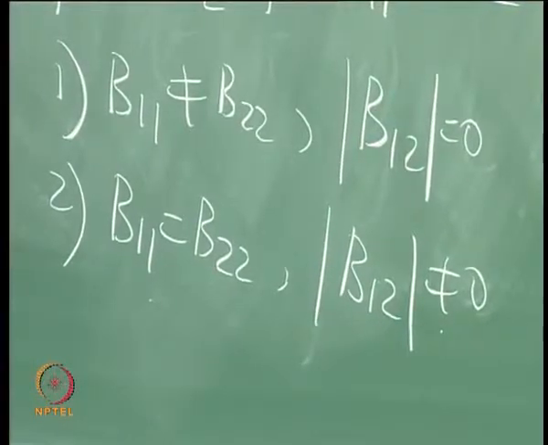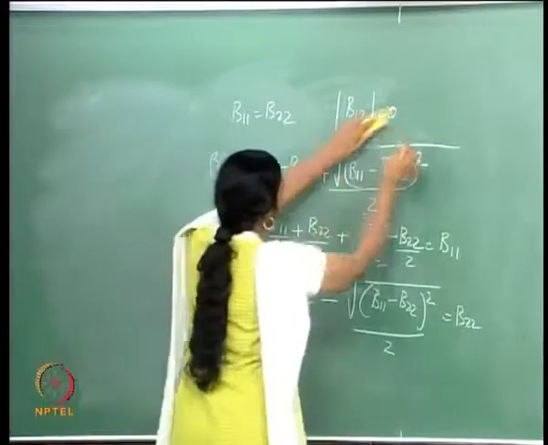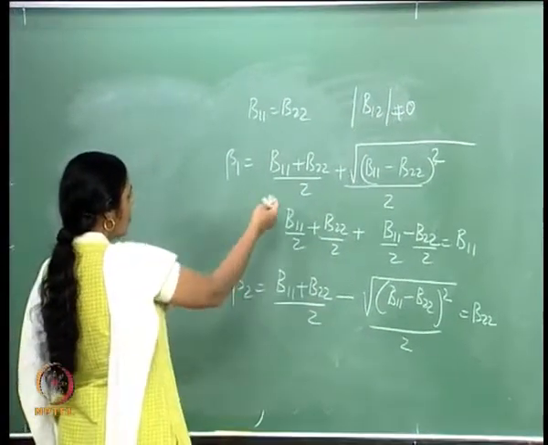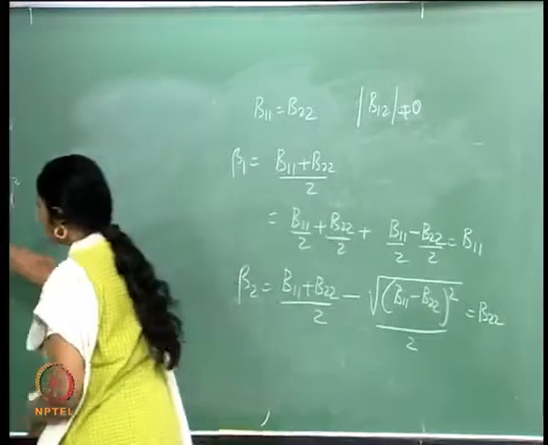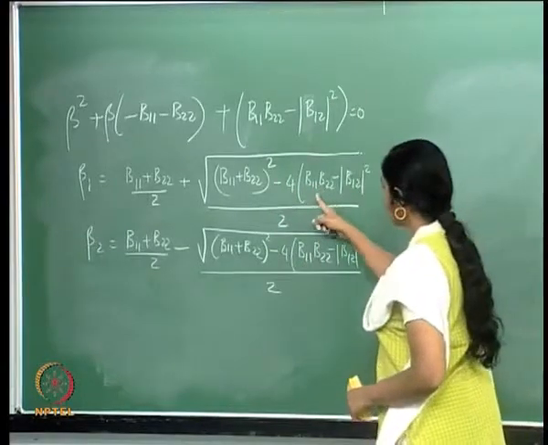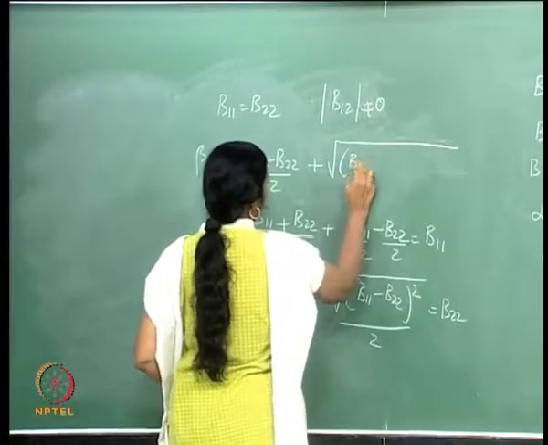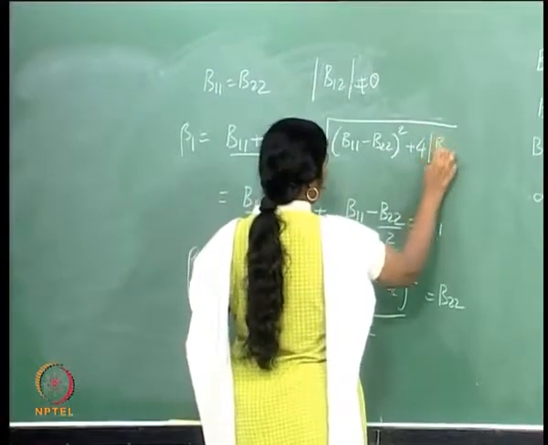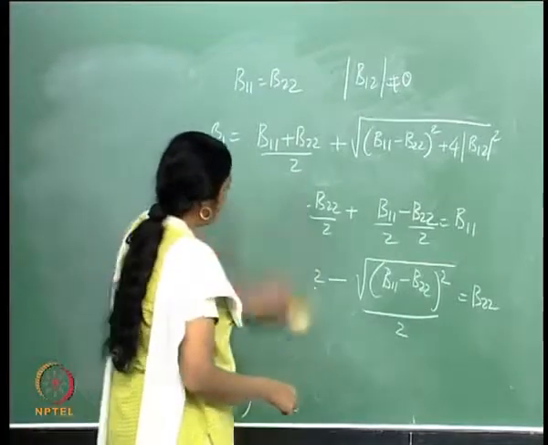What is it that we get? B11 equals B22 and modulus of B12 not equal to 0. So, what is it that we have here? The root beta 1 would be B11 plus B22 by 2 plus, now this whole exponent was simply plus square root of B11 minus B22 the whole squared plus 4 modulus of B12 the whole squared. This was beta to begin with.